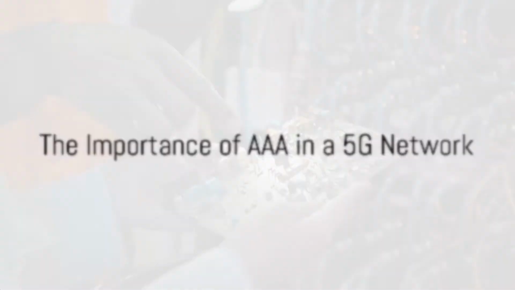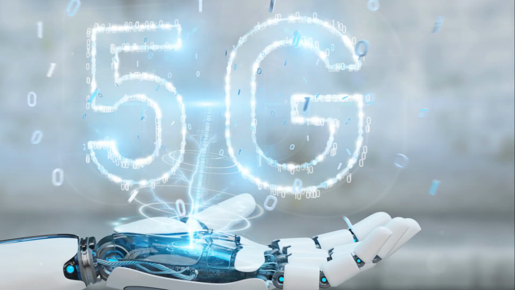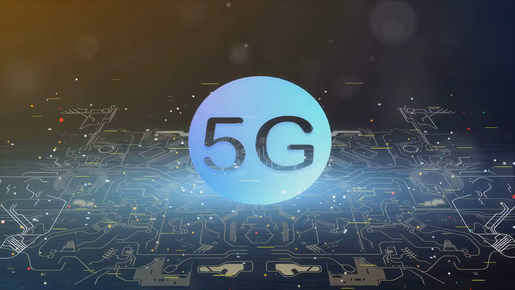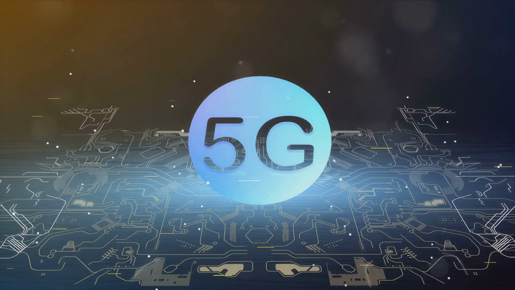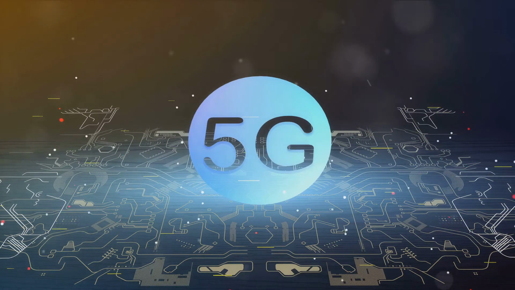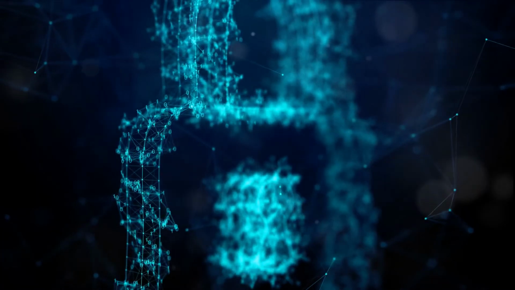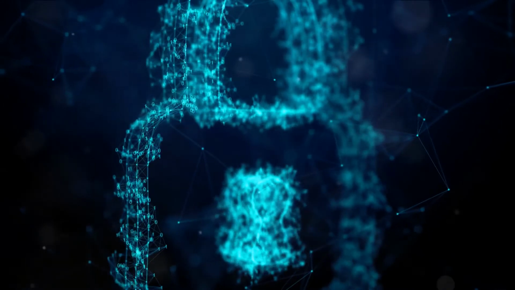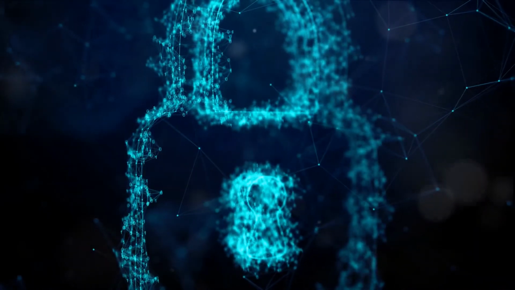To summarize, the AAA server is an essential cog in the wheel of a 5G network. It ensures that only authorized devices gain access to the network and that they access only those services they are authorized to use. This helps maintain the integrity of the network, protecting it from unauthorized access and misuse.